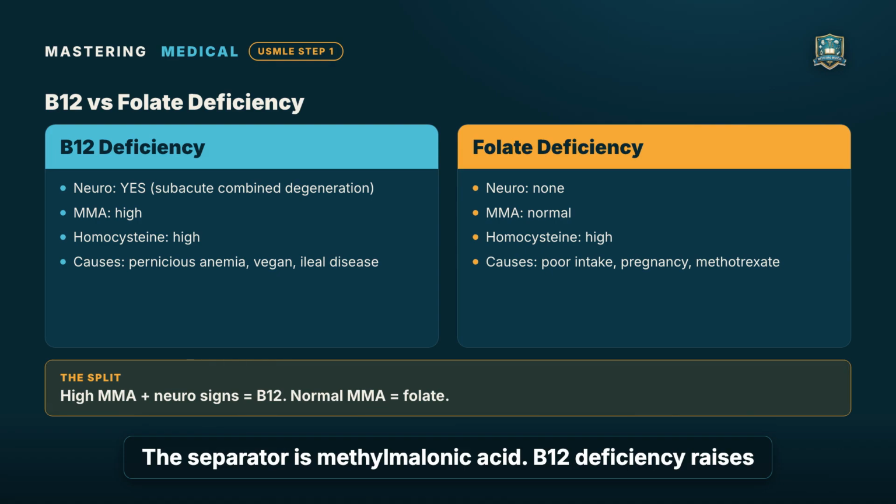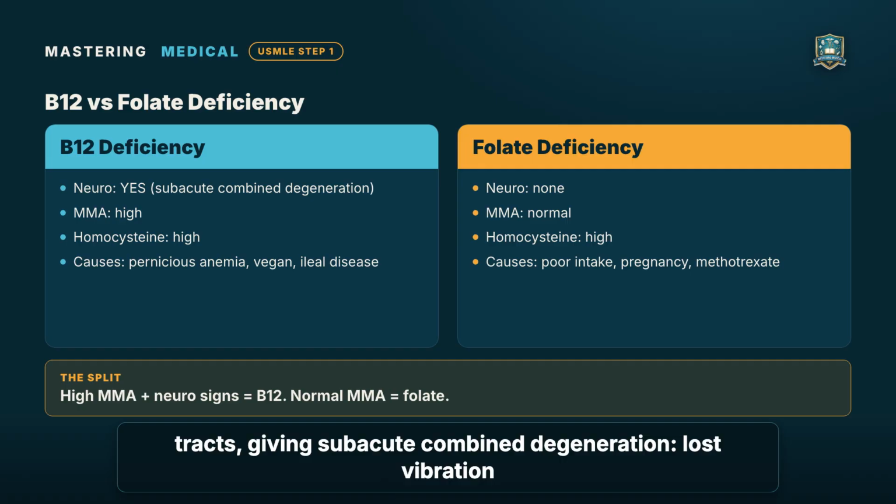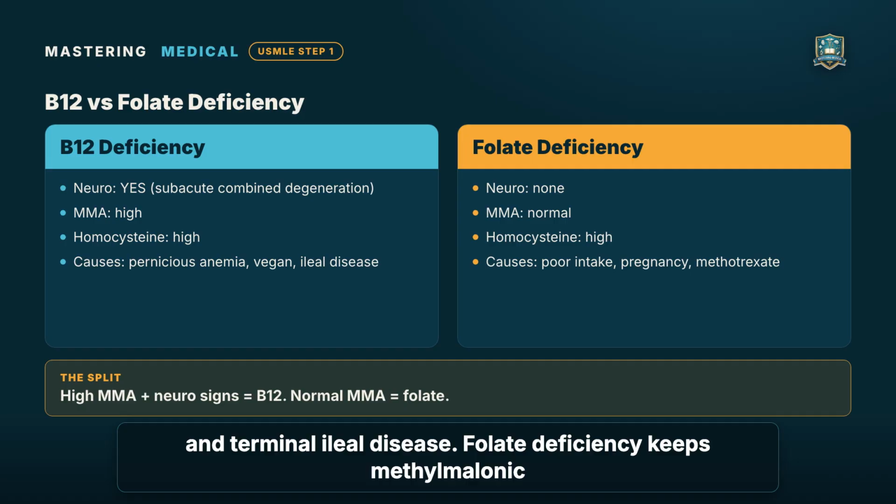B12 deficiency raises methylmalonic acid and damages the dorsal columns and corticospinal tracts, giving subacute combined degeneration, lost vibration and proprioception, and an ataxic gait. Classic causes are pernicious anemia, a vegan diet, and terminal ileal disease.